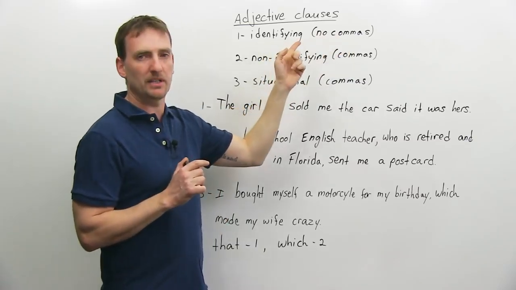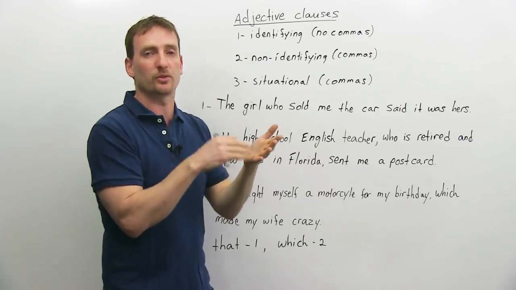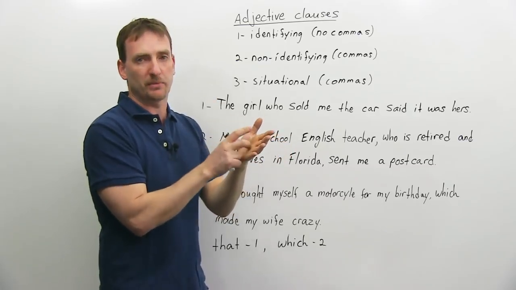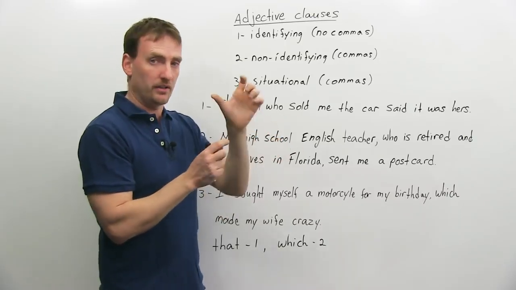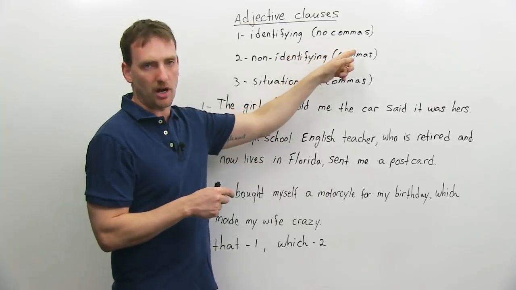What does identifying mean? It means that you're pointing to this noun and you're telling me what it is or who it is or where it is. It has to be specific because otherwise I don't know. The noun is too general. You need to identify it, so there's no commas.